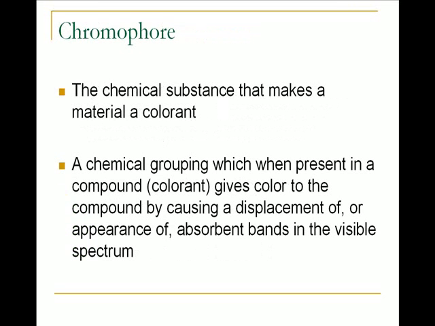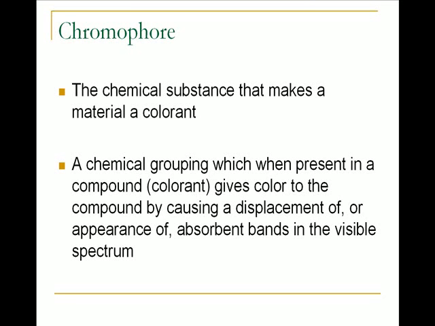Chromophore is the chemical substance within the molecule that makes a material a colorant. It's a chemical grouping which, when present in a compound, gives color to the compound by causing a displacement of or appearance of absorption bands in the visual spectrum. Kind of the chemical definition of how it produces colors of a certain color.